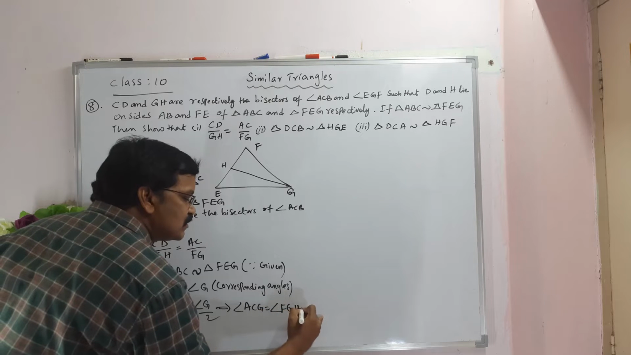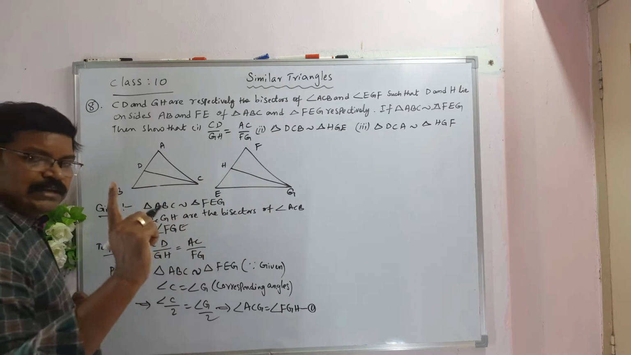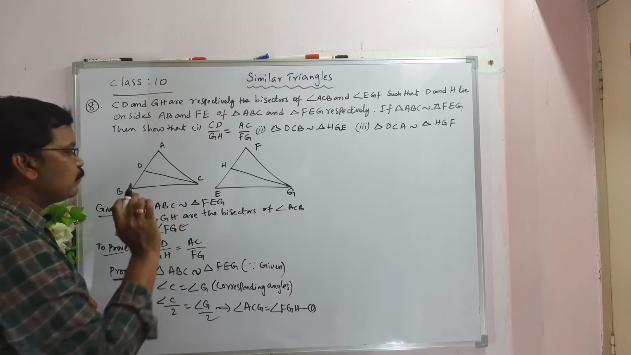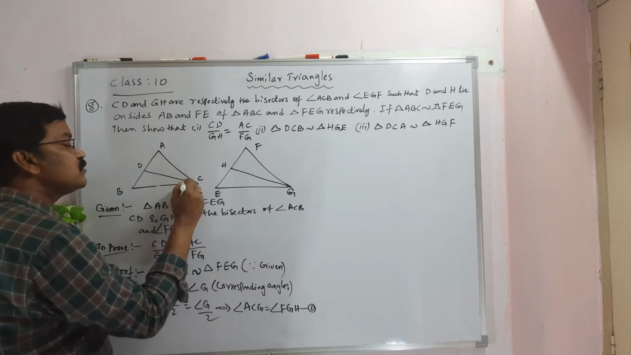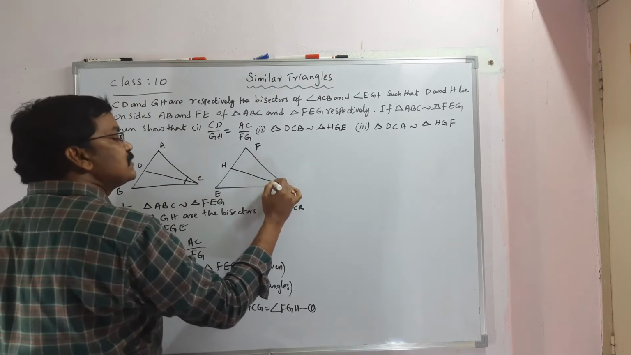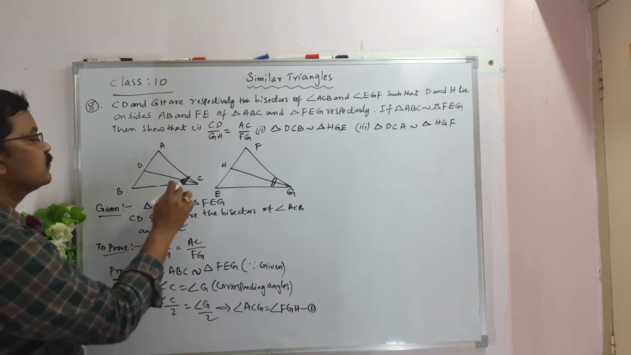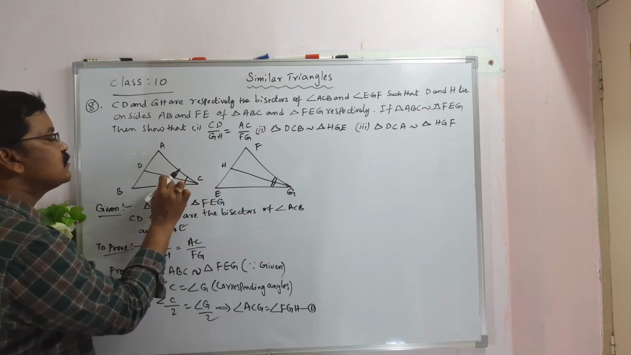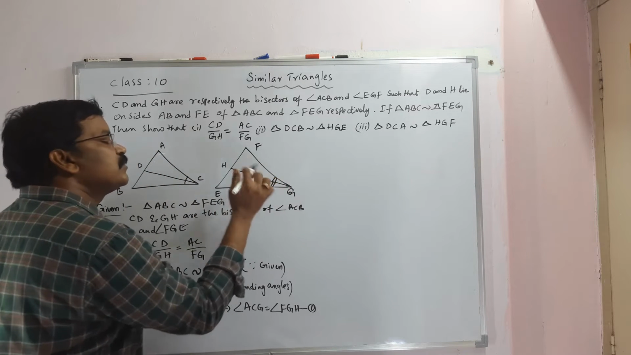The reason is angle C is equal to angle G. That is the first point. But CD and GH are the bisectors. Bisectors means what? As I told you, it divides the angle into two equal parts. So this bisector divides this angle into two equal parts. This bisector divides this angle into two equal parts.